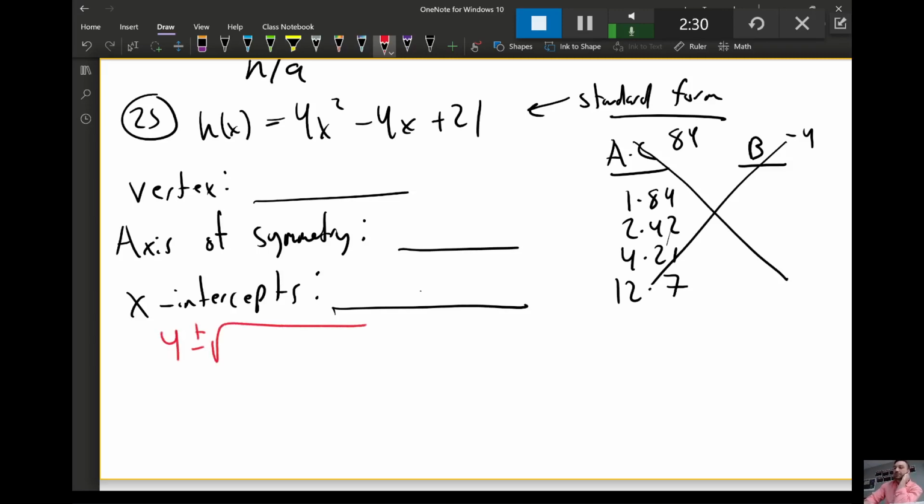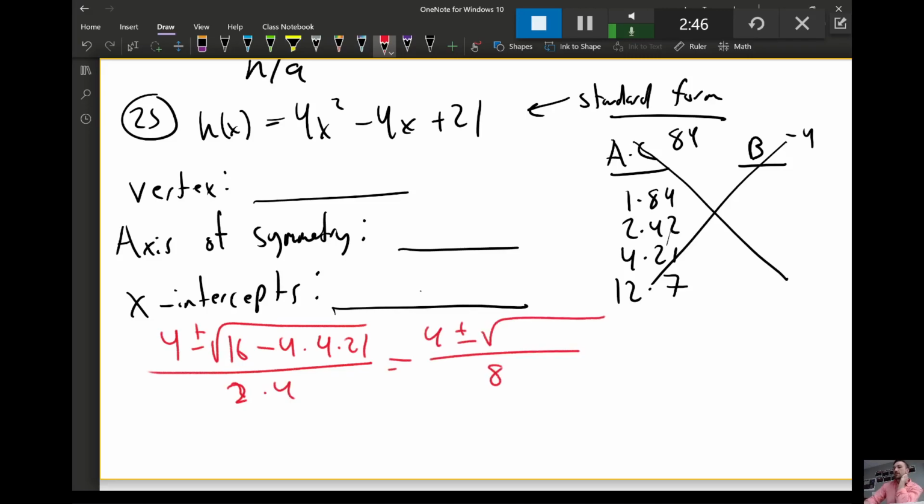So opposite of B plus, honestly, this isn't necessarily longer than doing this in this case. So opposite of B plus or minus the square root of B squared minus 4AC, all over 2 times A. Okay, normally I would try to do that without a calculator, but 4 times 4 times 21 is going to be pretty big. So I'm just going to ask it to do the whole discriminant for me, which would be -320.